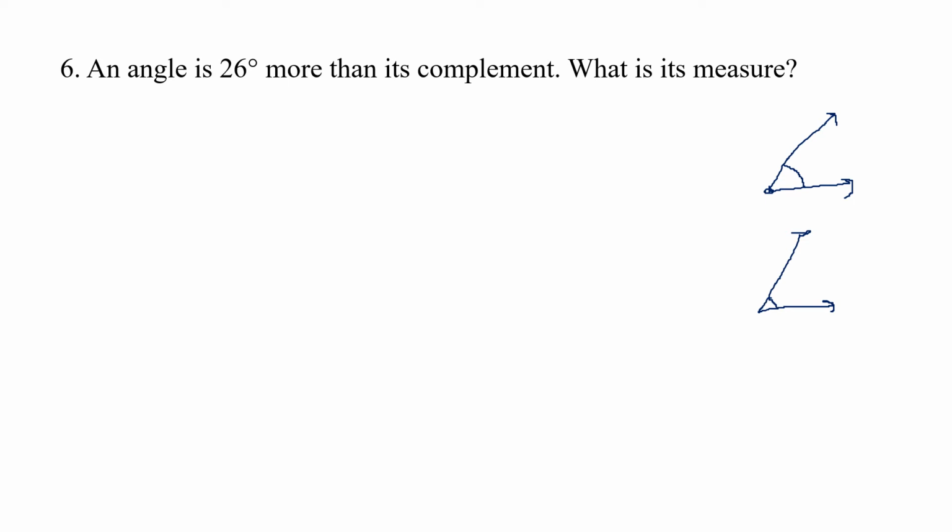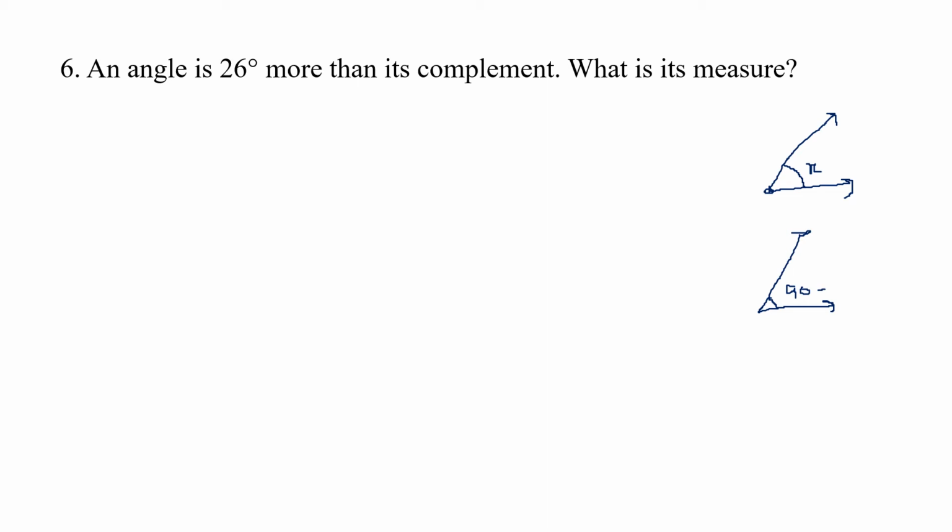So here we are given to find an angle. Let us say the angle be x. So one angle is x, and what is the other angle? It's 26 more than its complement. Now what is the complement of x? The complement of x is 90 minus x.